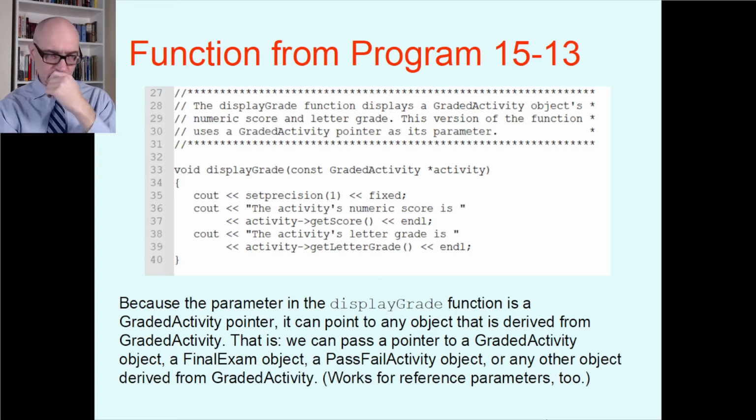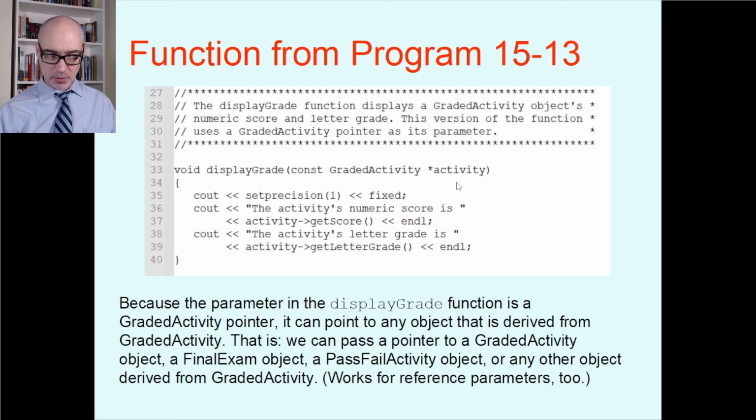Okay, so here's what you can do with that. Granted that a graded activity pointer can potentially hold the address of anything in the entire class hierarchy, here's an important function from program 15-13 in the book. This is called display grade. As you can see here, the display grade function displays a graded activity object's numeric score and letter grade, just like we're talking about. This version of the function uses a graded activity pointer as its parameter. So the function is called display grade. It does some printing. It's got a void return type, don't worry about that. And it takes in, for its one argument, a graded activity pointer.